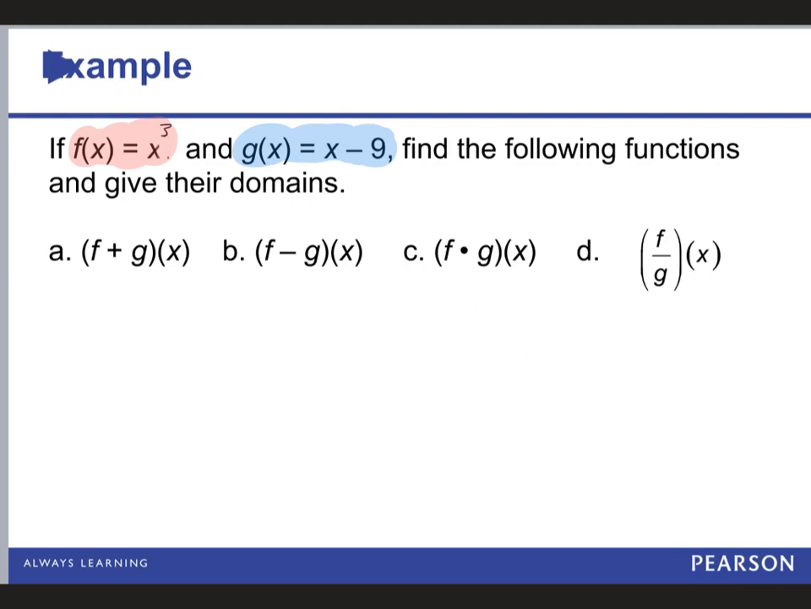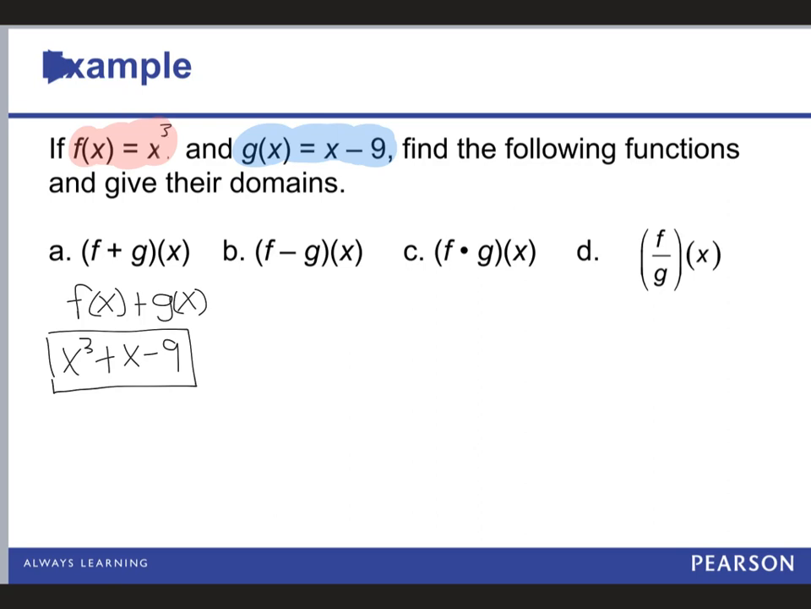So let's go ahead and go through this. The first function says f plus g of x. So we're going to take f of x and add it to g of x. And that means that our answer is going to be x cubed, because that's what f of x is, plus x minus 9. That's what g of x is. And so our answer is x cubed plus x minus 9. And we can't combine them any further. Remember, you can only combine like terms, so be careful to stop at that point.